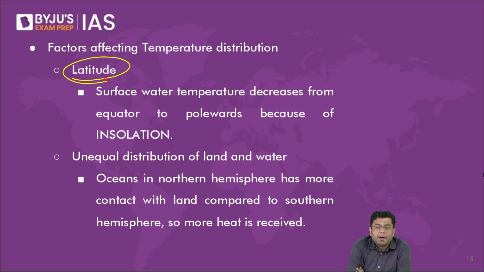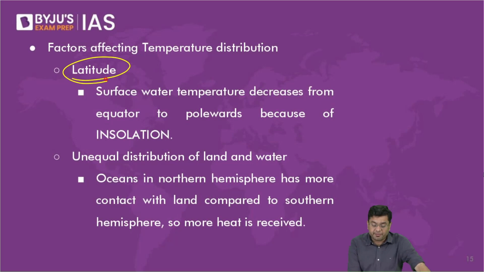So those were the factors which would influence the air temperature from one region to another. Now, similarly, let us take a look at the factors which will end up influencing the oceanic temperature from one region to another. So first is the latitudinal extent.